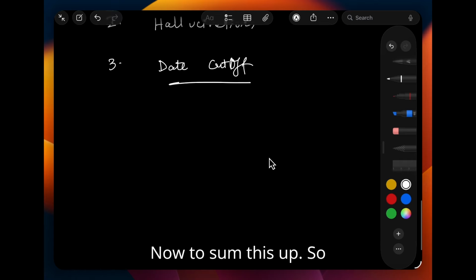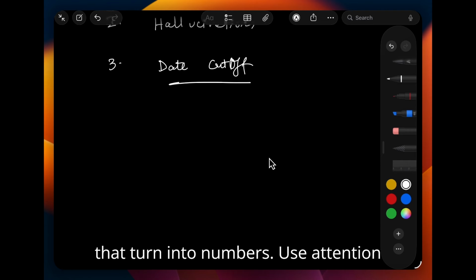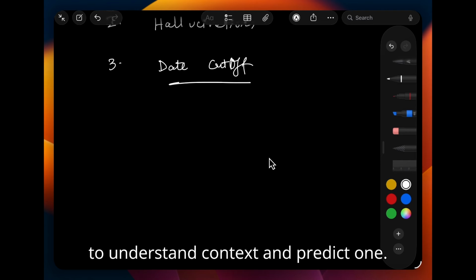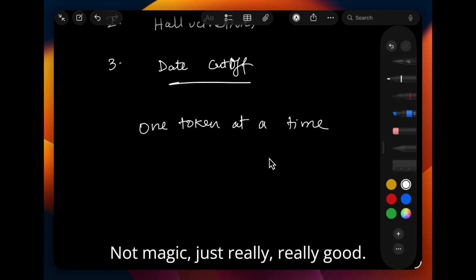Now to sum this up, that's LLM. Massive pattern predictors that turn text into numbers, use attention to understand context, and predict one token at a time. Always remember, one token at a time. Not magic, just really good mathematics.